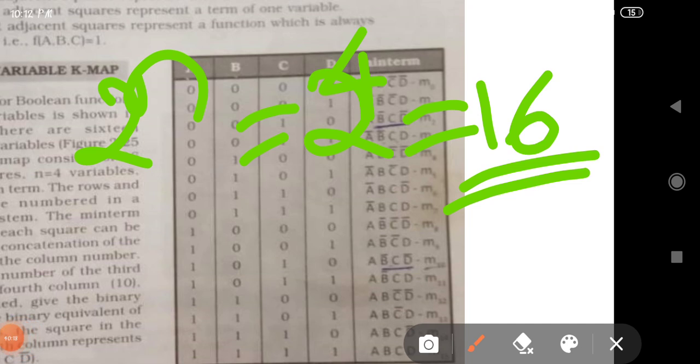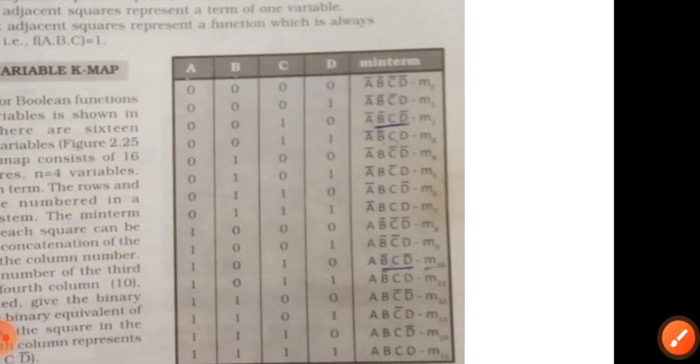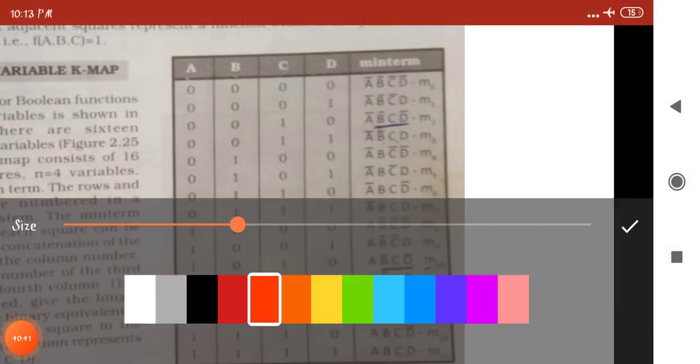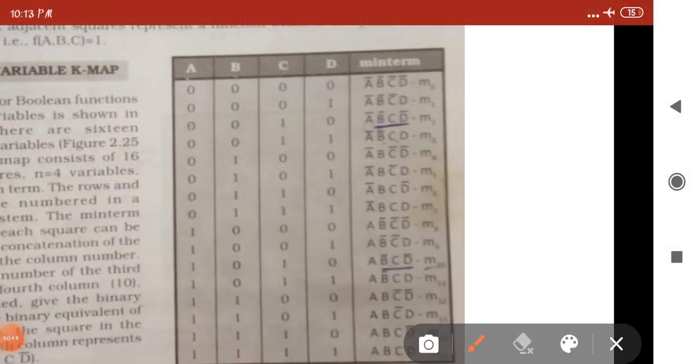This is in four variables. This is for your examination. Four variables. 2 raised to n, n equals 4. 2 raised to 4 is 16. Let us see the four variable K map. Let us draw that one. Yes, it is a four variable K map. This is for your examinations. Let us see how to draw the K map. How many boxes are there? 16.